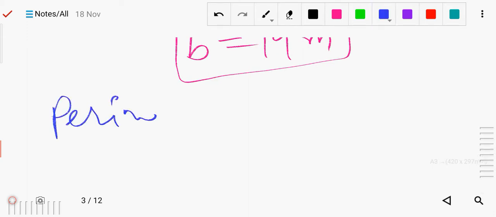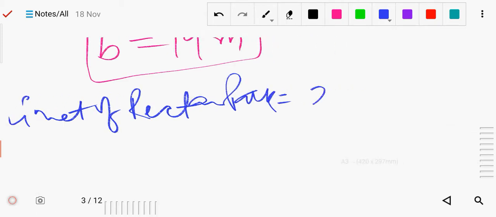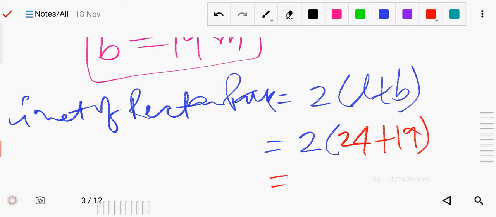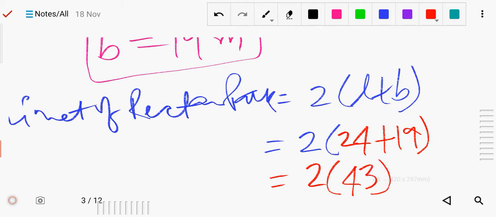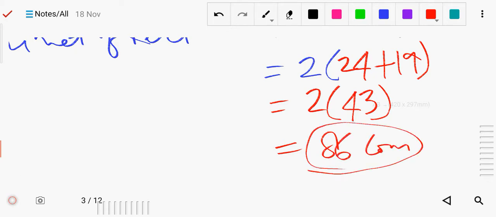So now find the perimeter of the rectangular park. What is the formula? 2 into (L plus B). What is the value of L? It is given as 24, and we got the value of B as 19. First we follow the BODMAS rule: inside the bracket we do the work first, so 24 plus 19 is 43. Now we multiply 43 into 2, so it will be 86. Now we got the perimeter, which is 86 meters, the boundary of that rectangular park.